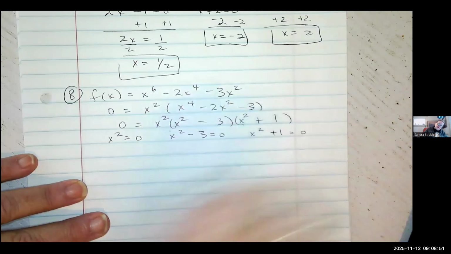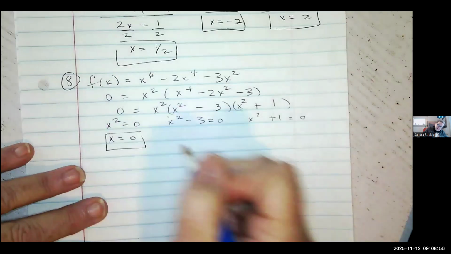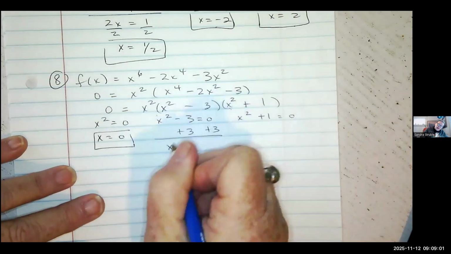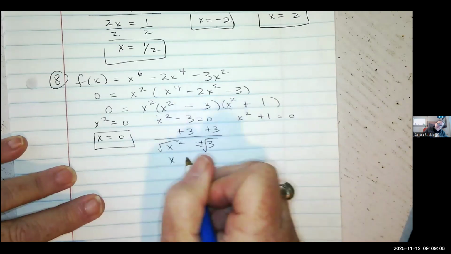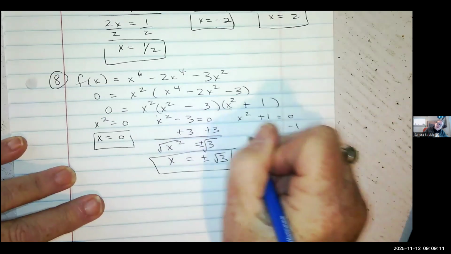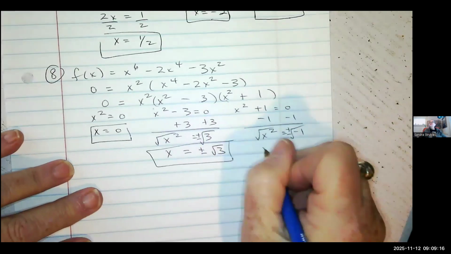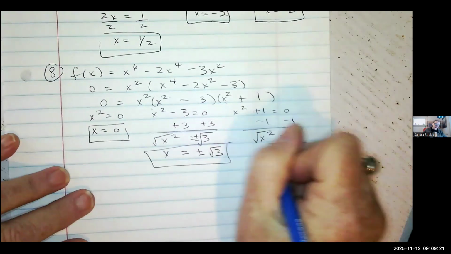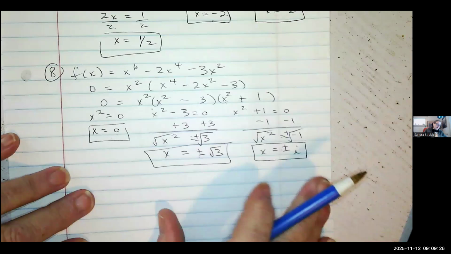So x is equal to 0. This has a multiplicity of 2, so it's a doubling of the 0. Add 3 to both sides. X squared is equal to 3. Take the square root of both sides, plus or minus for your constant side. X is plus or minus the square root of 3. Subtract 1 from both sides. X squared is equal to -1. Take the square root, plus or minus on the constant. X is equal to plus or minus i, because remember the square root of -1 is i. All right, there are our 1, 2, 3, 4, and this is a doubling, so 6. That gives us the degree that we have here.